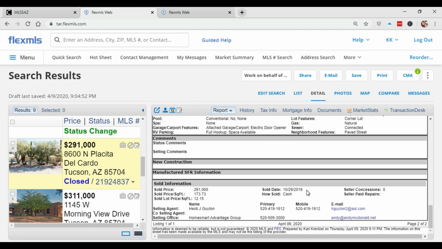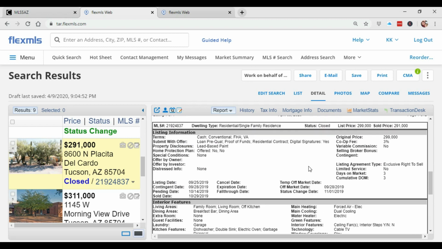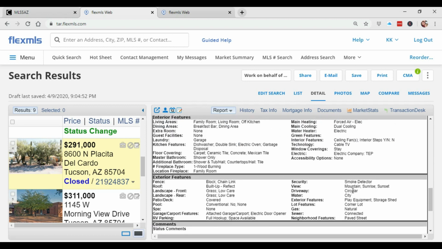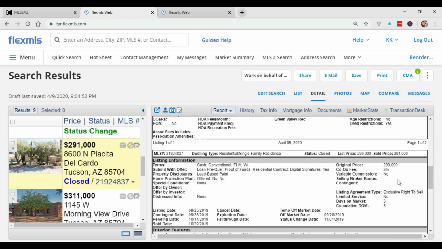Let's see here. So it was sold 10/29/2019, so last October, in 3 days, right? They sold it for cash, right? And they purchased it at $291,000 with no concessions. So the seller didn't pay any kind of concessions, and in this particular circumstance, they put it on the multiple listing service, and they had paid the agents. I'm going to guess, as you can see here, the co-op agent, Heidi Guyton, the buyer's agent, was paid 3% of $291,000, which is the sales price.